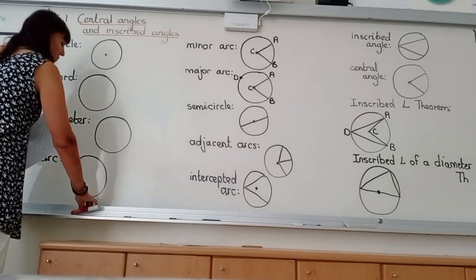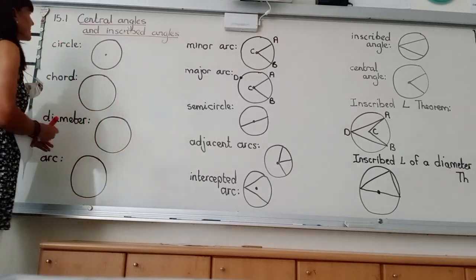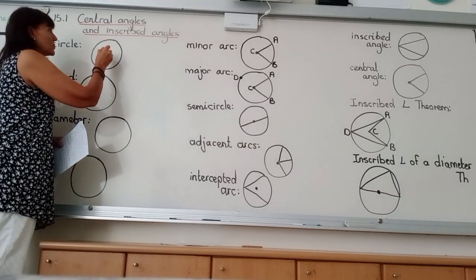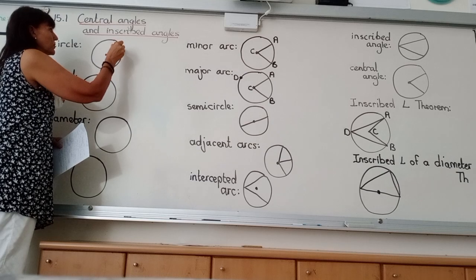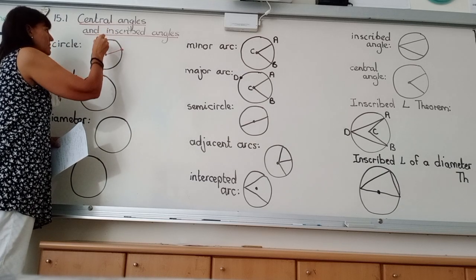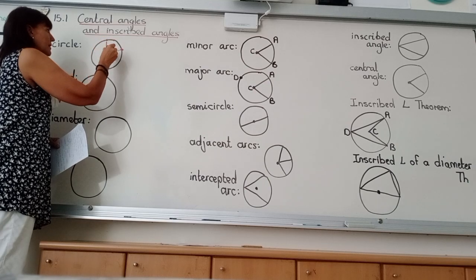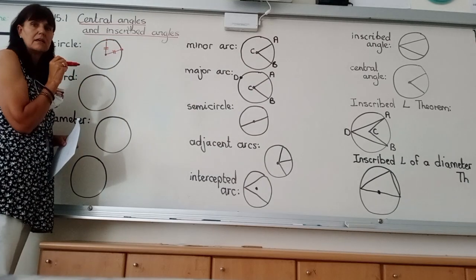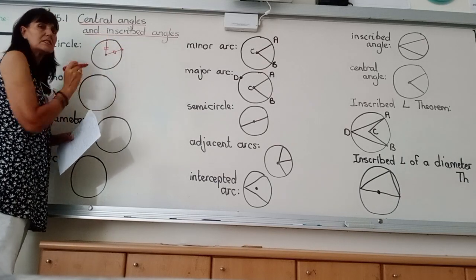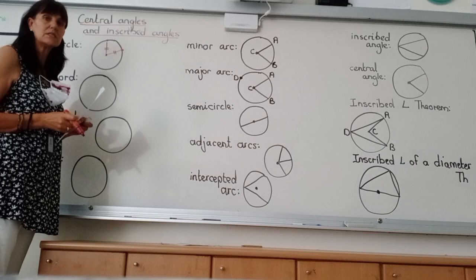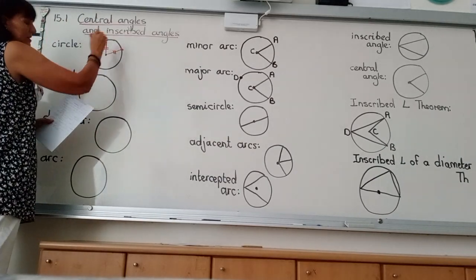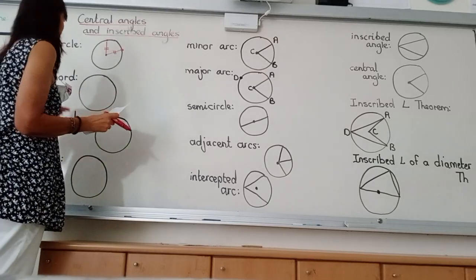So, what is a circle? A circle is all the points equidistant. Doesn't matter which point I take on this circle, any point on the circle is the same length from the center. The distance from the point to the center will be equidistant. Equal distances. Okay. All the points will form a circle.